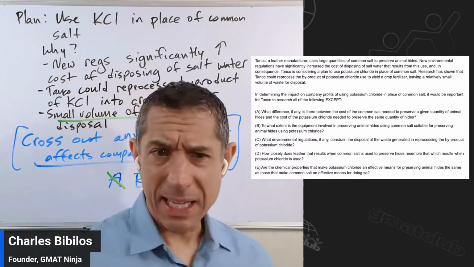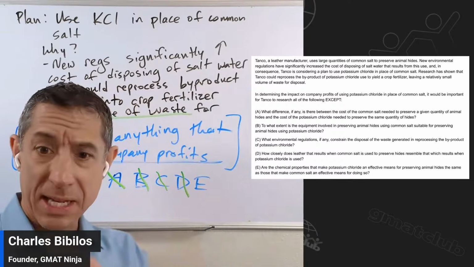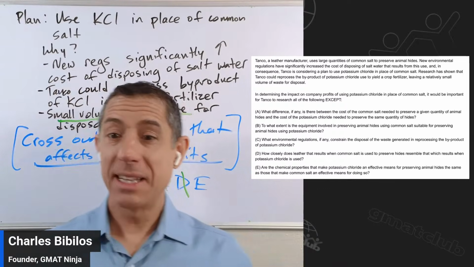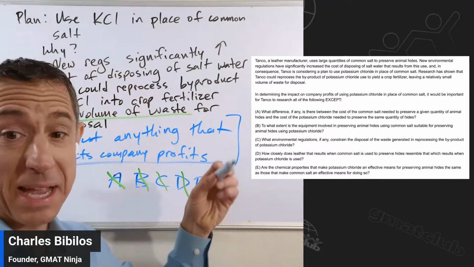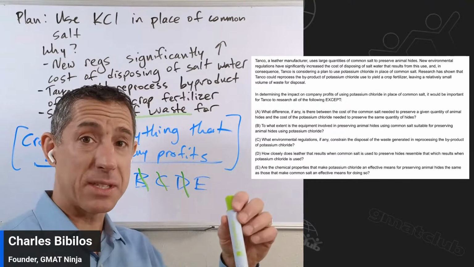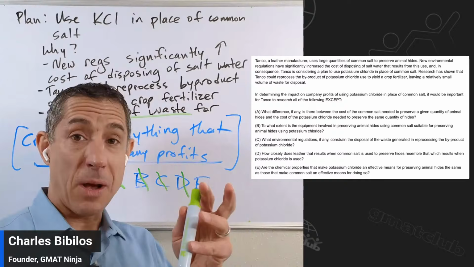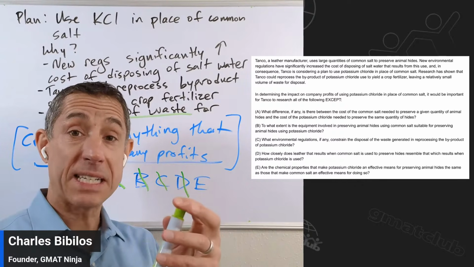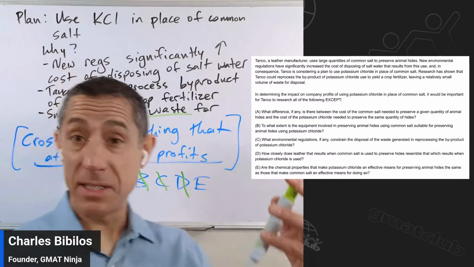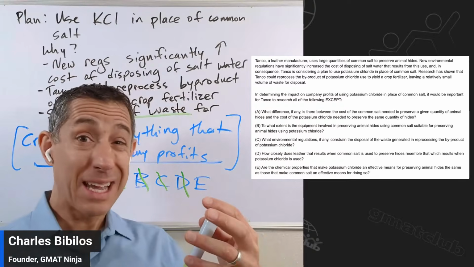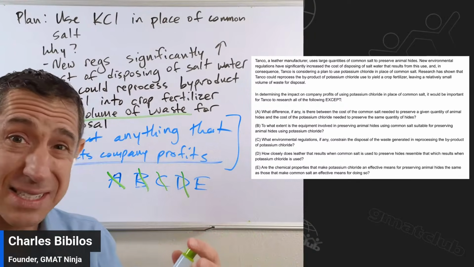E, I hope we like E, or I guess I hope we don't like E, however you want to think of it. Are the chemical properties that make potassium chloride an effective means for preserving hides the same as those that make common salt an effective means for doing so? This we don't care about. We care if the potassium chloride is effective. We care if it's cost effective. We care if we need new equipment to use them instead. We don't really care how the chemistry works, which kind of sounds weird in real life.